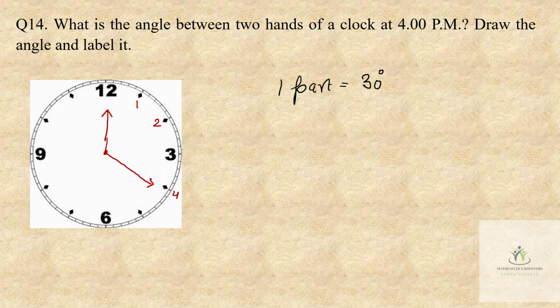Now how many parts are there? Since it is 4 o'clock, there will be 4 parts. So what will be the answer? We will multiply 30 degrees by 4, which is 120 degrees. 120 degrees.